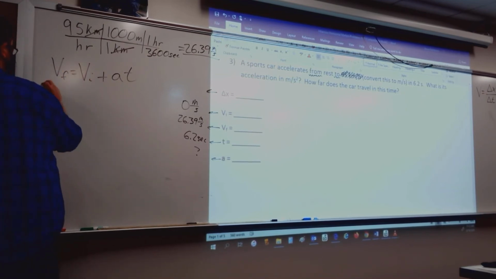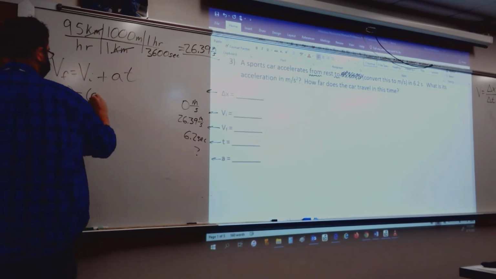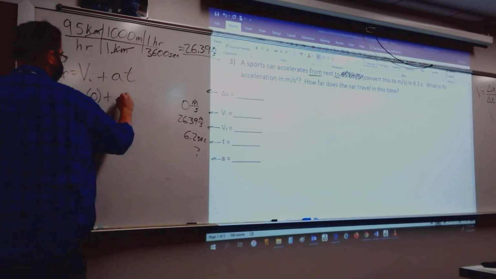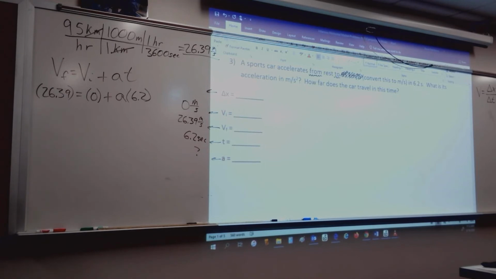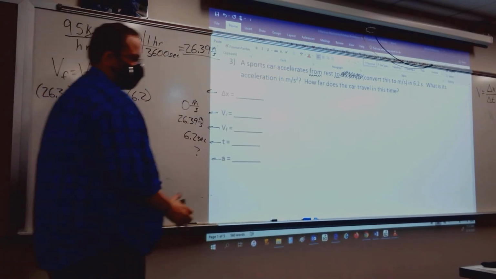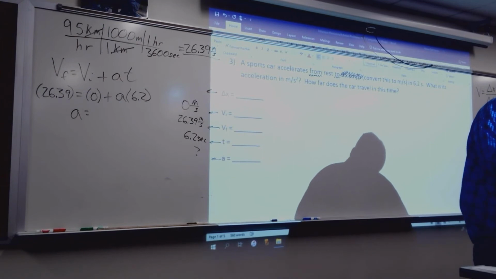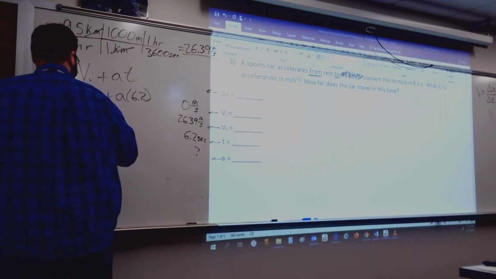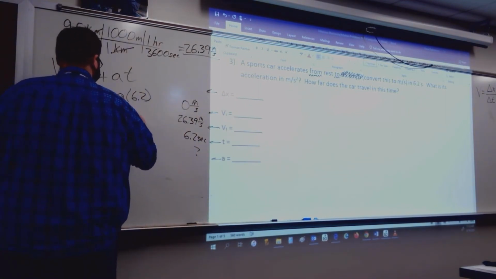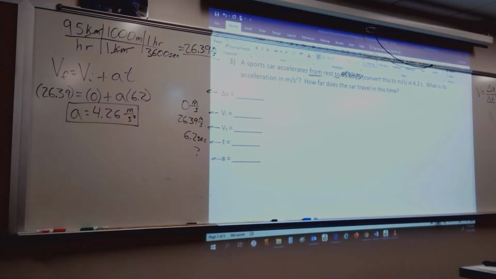So final velocity is 26.39. Initial is 0. Acceleration is the unknown, and time is 6.2. So this is also going to be a rounded value. Is that 4.26? You guys should be calculating at this test. You don't want the quiz to be the first time you've ever calculated these problems. So 4.26 meters per second squared.